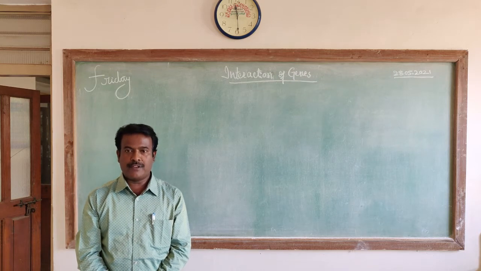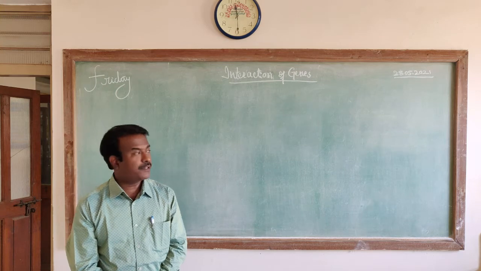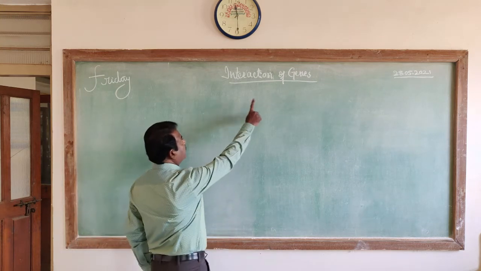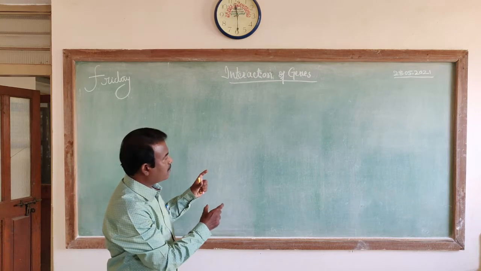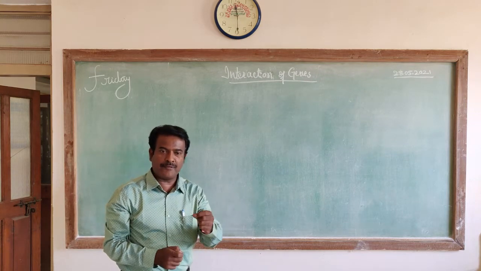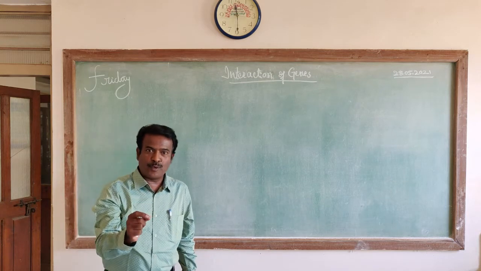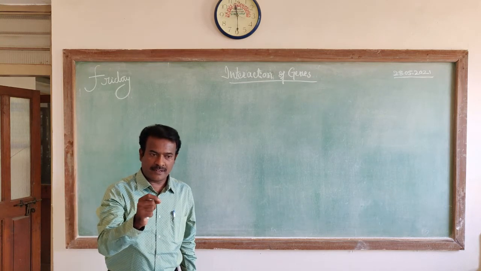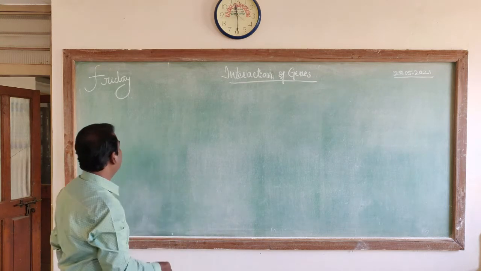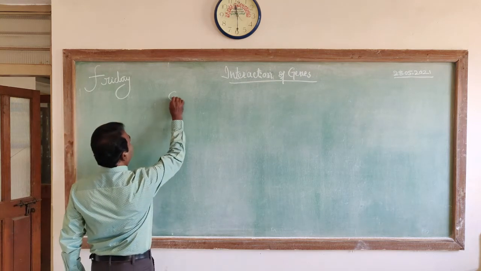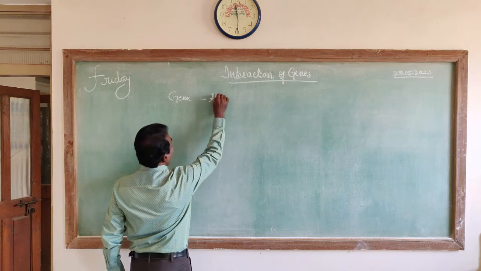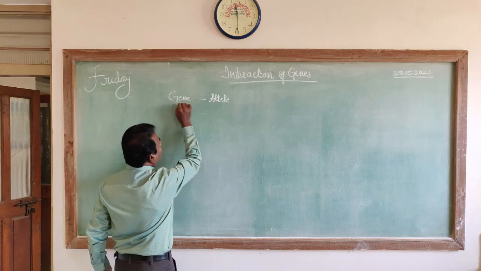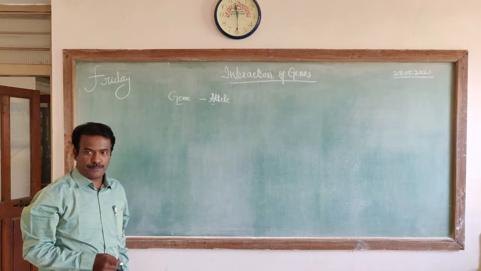Based on this, let us try to understand one more new concept, that is interaction of genes. Here we need to discuss many aspects of it, and in brief I want to repeat a few most essential factors that are helpful for understanding it. Firstly, gene and alleles. What is the difference between these two?